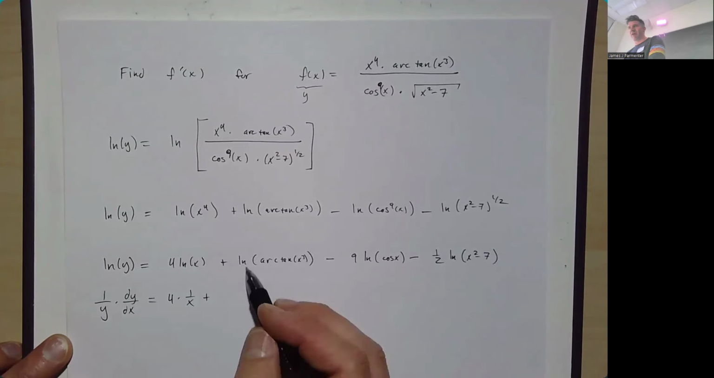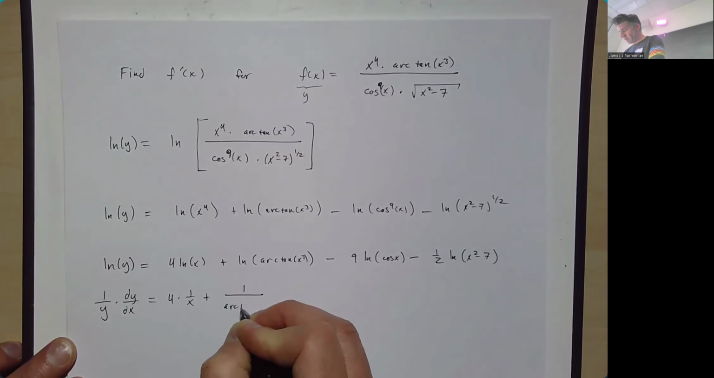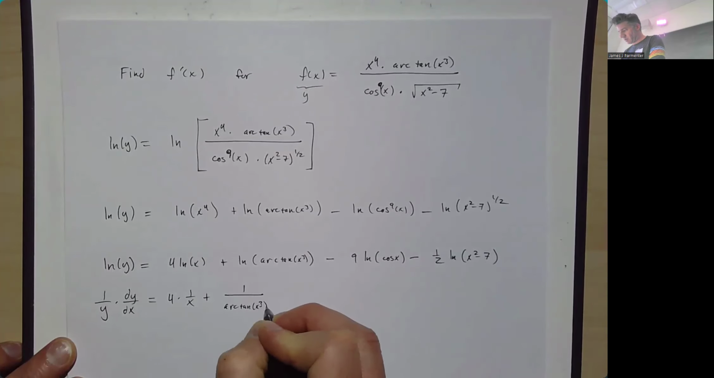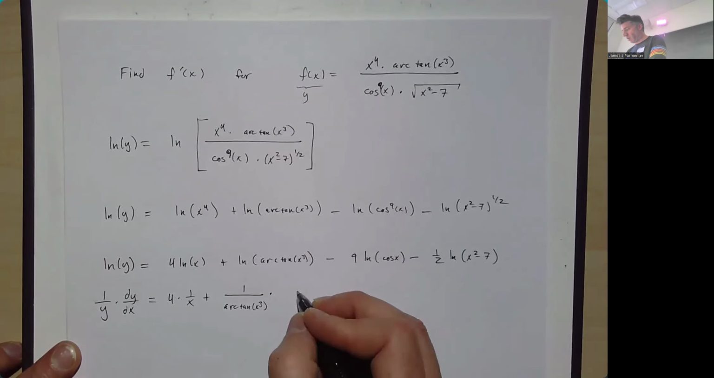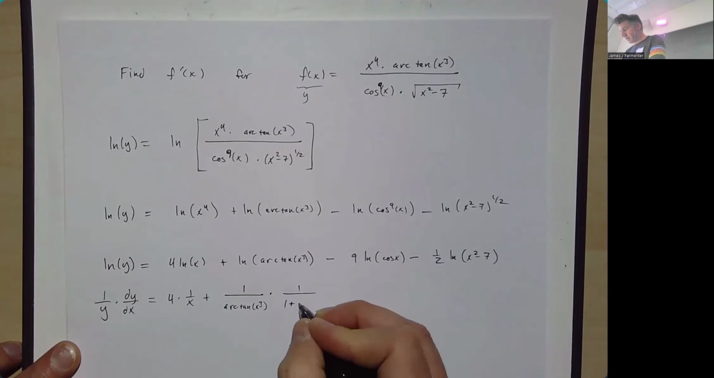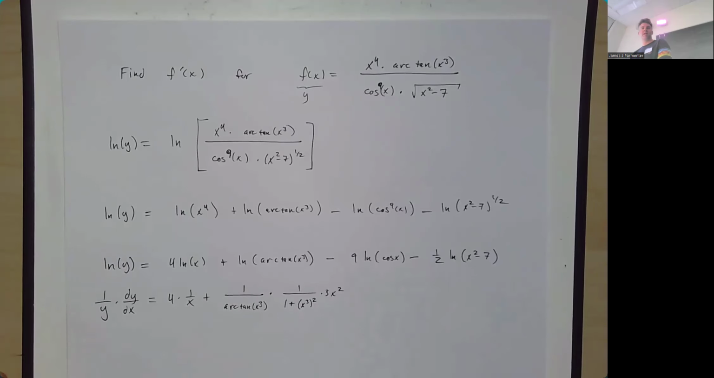The derivative of the natural log of arctangent of x cubed is going to be 1 over arctangent of x cubed times the derivative of the arctangent of x cubed, which is going to be 1 over 1 plus x cubed squared times the derivative of x cubed, which is 3x squared. Still pretty funky.